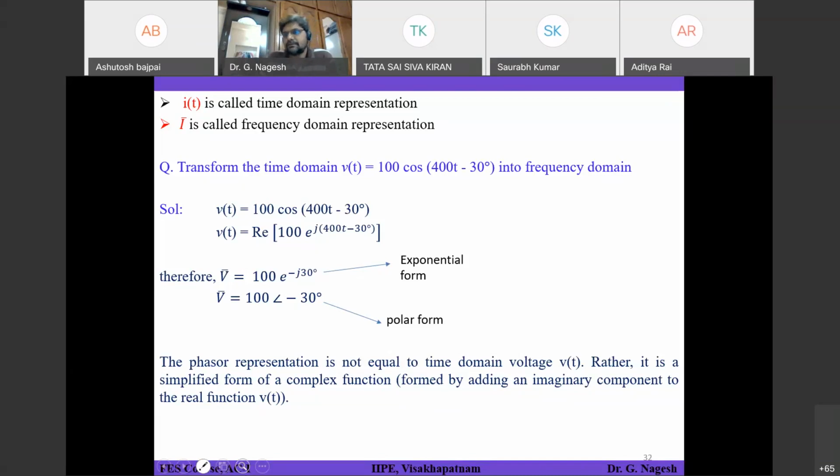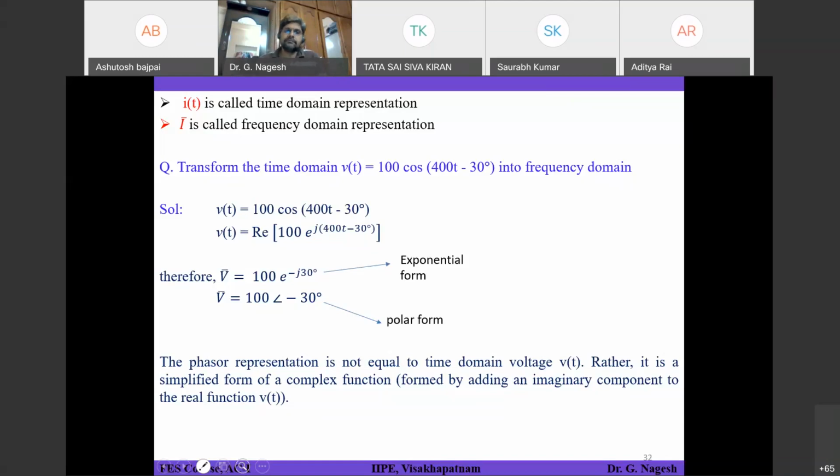If you do your solution considering 100 into e power j omega t or 100 at an angle of 0 degrees, you will get the same answer. There is nothing wrong. So simply to avoid more work, they are giving it in polar form. Polar form is called a phasor. So omega remains. We can't do anything to omega. Omega is coming from the source. It remains in the circuit. That is basically the frequency.